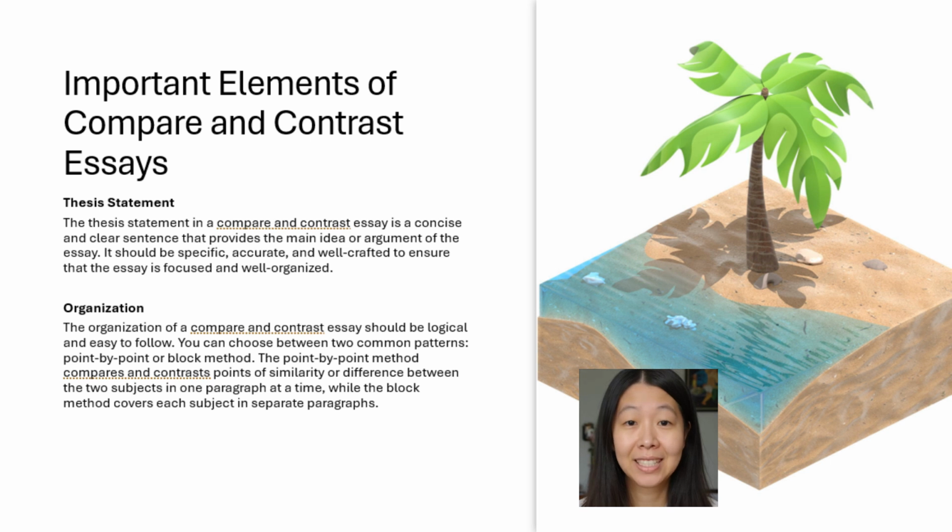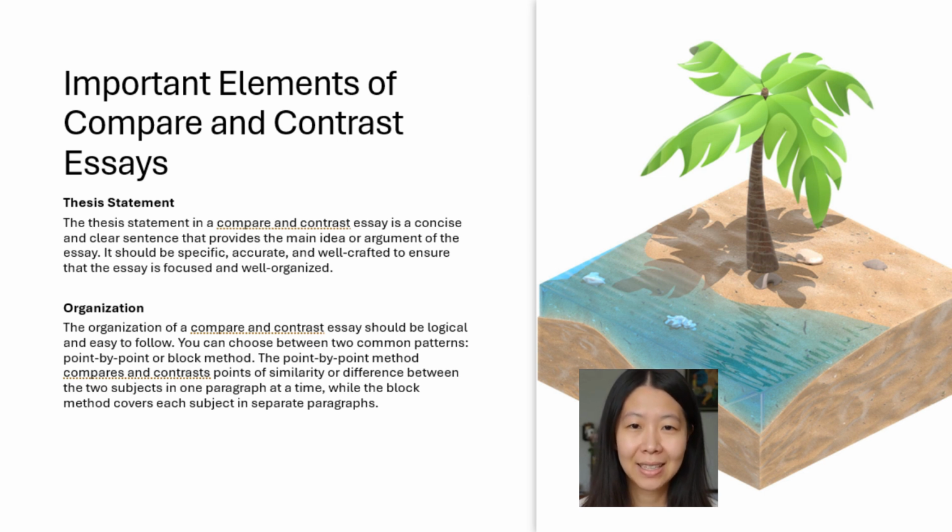For example, instead of saying, "Traditional and online education have differences and similarities," your thesis might be, "While traditional education fosters discipline through structured schedules, online education accommodates diverse lifestyles through its flexibility." A well-crafted thesis ensures that your essay stays focused and organized. Next is organization, which is crucial for clarity and reader understanding.